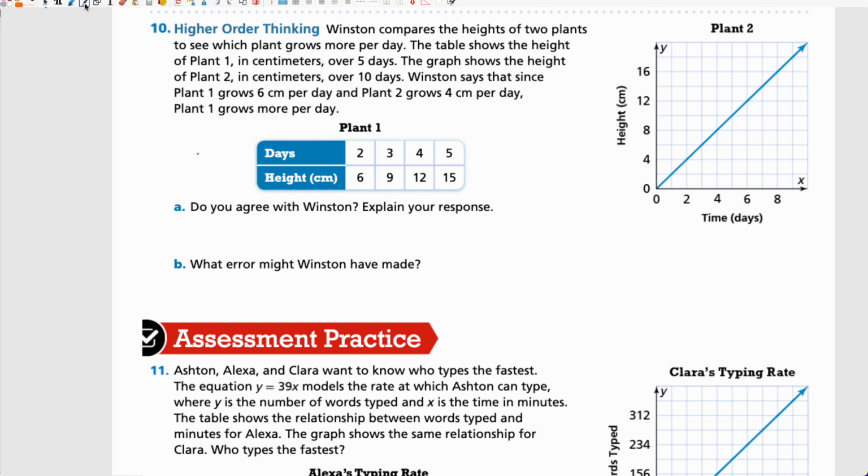Number 10, higher order thinking. Winston, whose name I love, by the way, compares the heights of two plants to see which plant grows more per day. The table shows the height of plant 1 in centimeters over 5 days. The graph shows the height of plant 2 in centimeters over 10 days. Winston says that plant 1 grows 6 centimeters per day and plant 2 grows 4 centimeters per day. Plant 1 grows more per day.